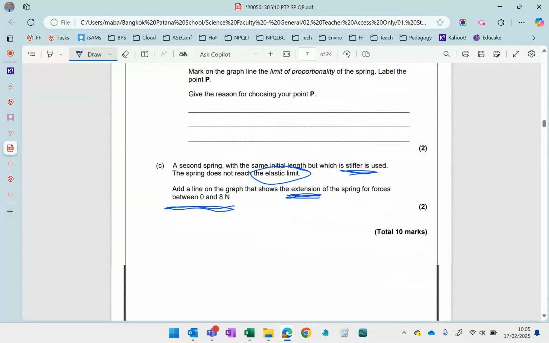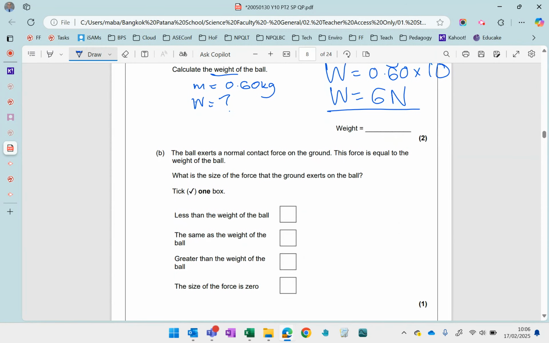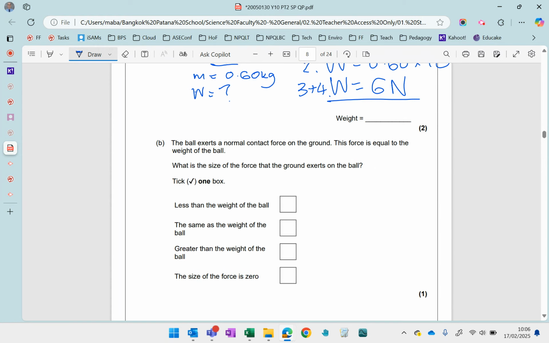Okay, so back to this question, wherever it's gone, here we go. g is just 10. Okay, and that makes 6 newtons. Again, we need to make sure that we've put the units. Double check. Okay, formula, substitution, answer, units, all there. So yeah, I'm going to score 4 marks for that question.